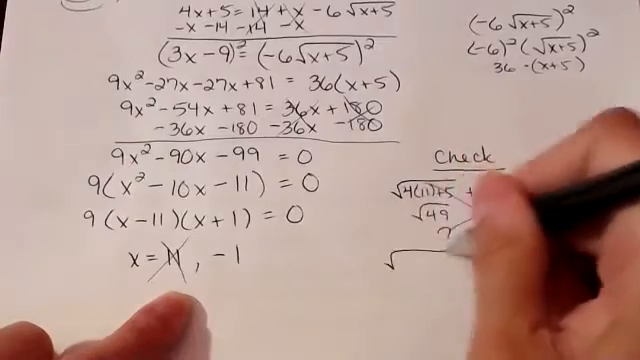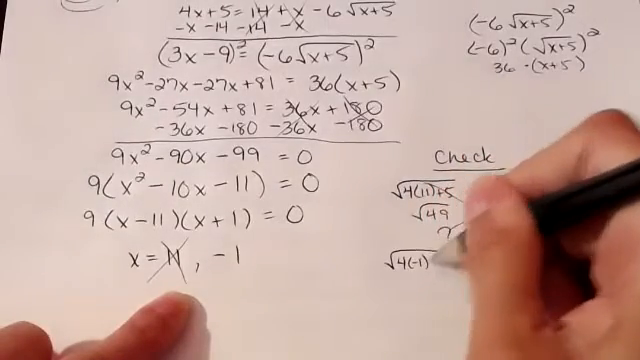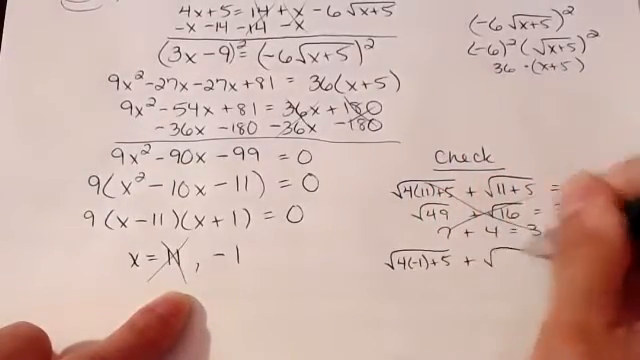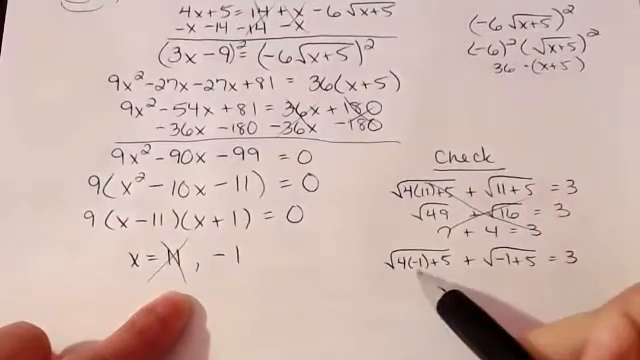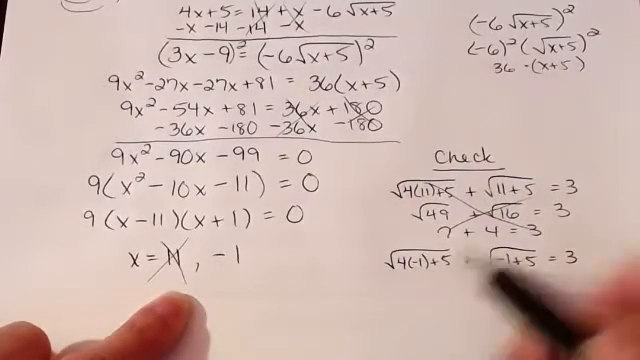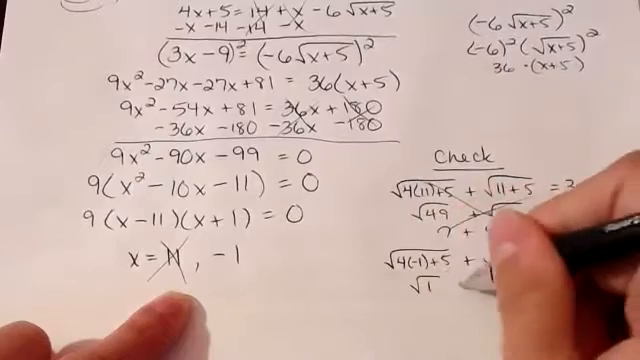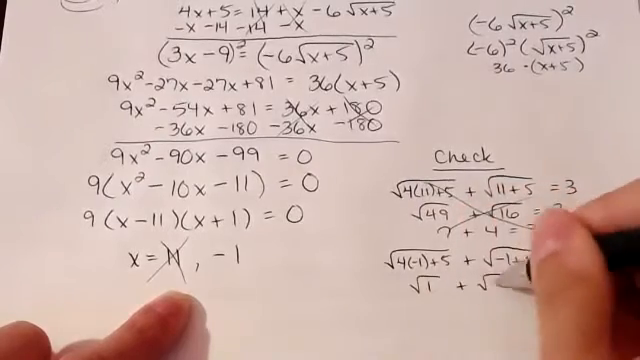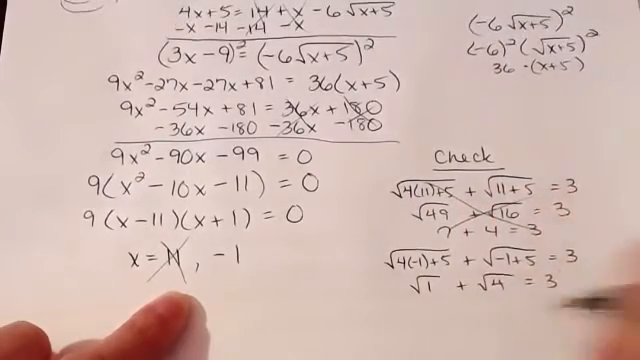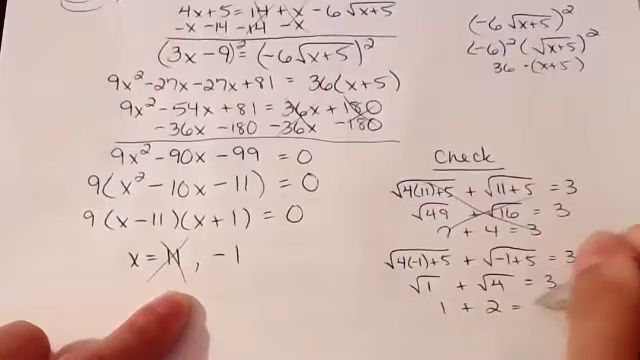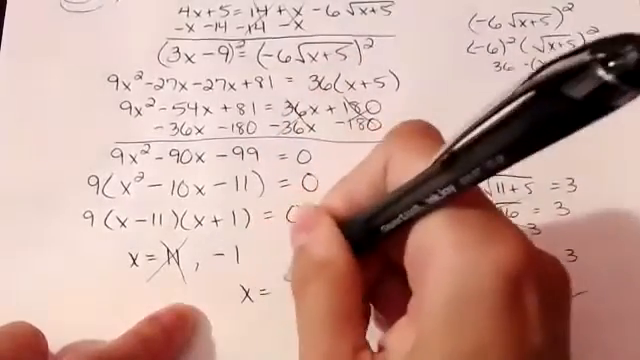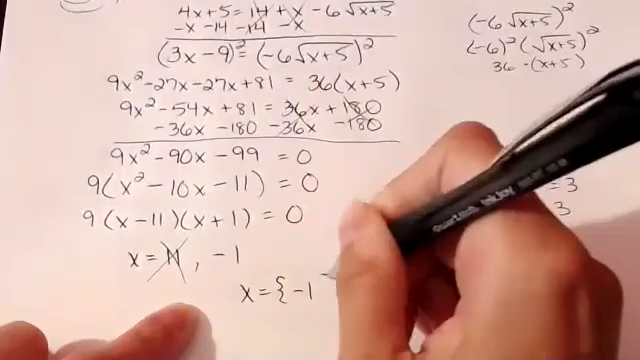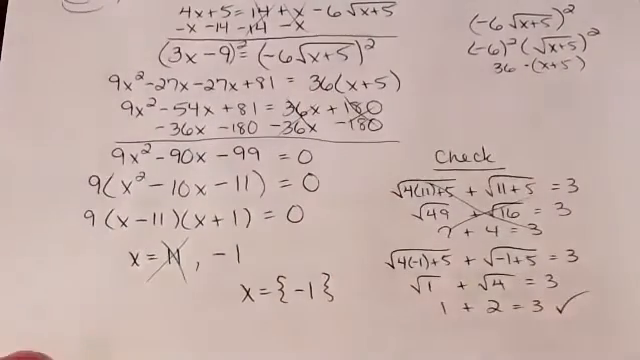So that doesn't work, which means 11 is extraneous. Let's try the other one. Square root of 4 times a negative 1 plus 5 plus the square root of negative 1 plus 5 is equal to 3. Let's see if this works out. We have negative 4 plus 5, which is 1. Negative 1 plus 5, which is 4. Cool. 1 plus 2, yeah, that's 3. That checks. So your solution is this set, which holds just negative 1.